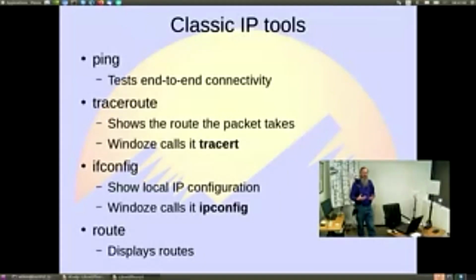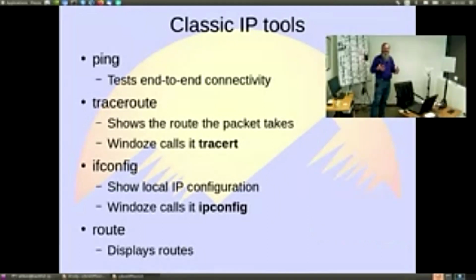So in terms of IP, there are a whole series of very classic tools that we use to actually test the system. The common ones that you've probably already encountered are called ping and traceroute. Ping, basically, we use to test end-to-end connectivity. Traceroute is how we test how we get from A to B. ifconfig is basically the Linux command to see what your internet configuration is. On Windows, it's called ipconfig, and then route displays your actual routes.